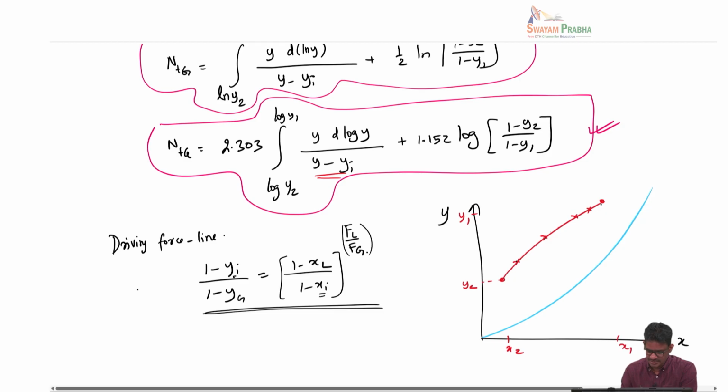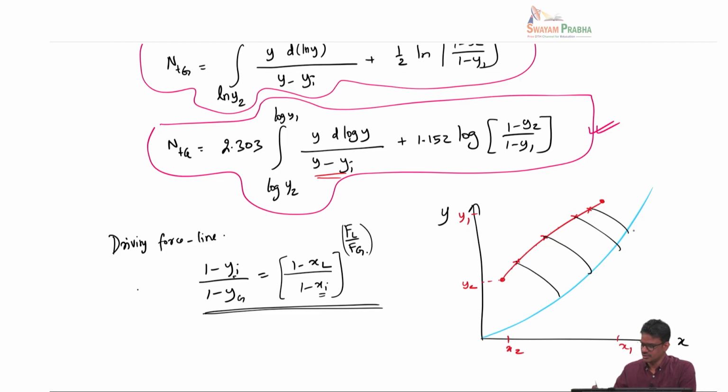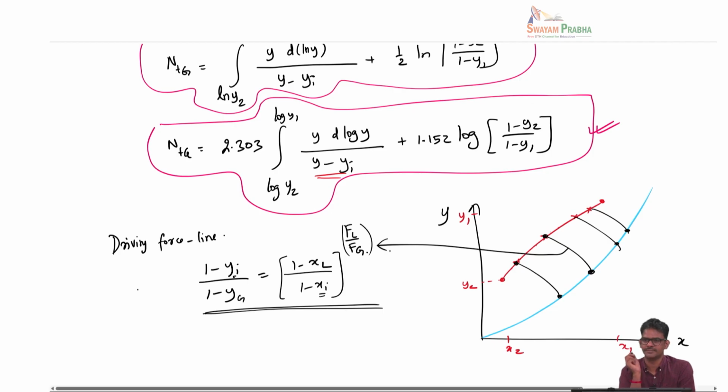This particular equation will be the line coming like this. I am just drawing roughly. This would not be a straight line, this would also be a curve. This is what will give you the corresponding yi. For each y there will be a yi here. For this y, this will be yi, and this equation is coming from the driving force line.